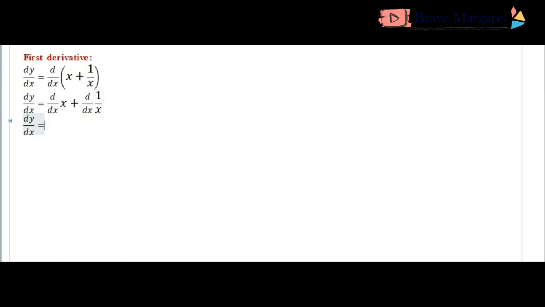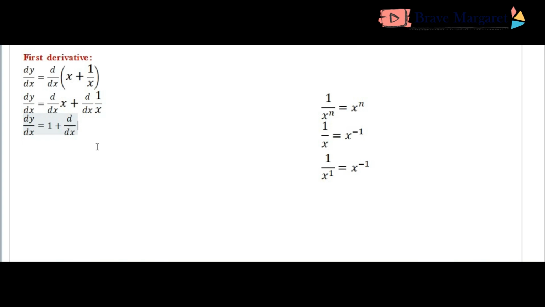Let us find the first derivative of the function. dy by dx is equal to d by dx of x plus 1 by x. Applying the sum and difference rule, we have derivative with respect to x of x plus 1 by x is equal to derivative with respect to x of the first term plus derivative with respect to x of the second term. The derivative with respect to x of x is equal to 1.